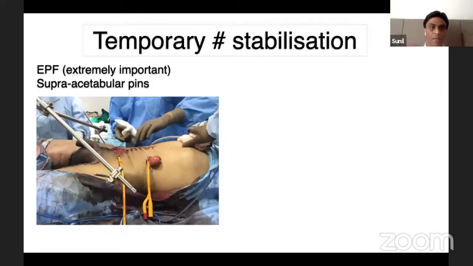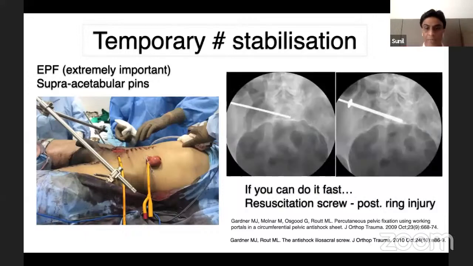We rely on a couple of supraacetabular pins to do an external pelvic stabilization. It is much better than iliac pins, especially in controlling rotation. And if you are fast enough and have the expertise and skill set, you can also stabilize posterior pelvic ring injuries by using an anti-shock screw or a resuscitation screw as noted by Chip Routt.